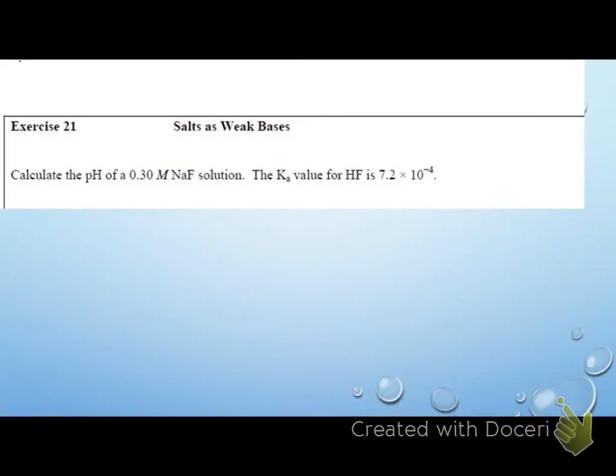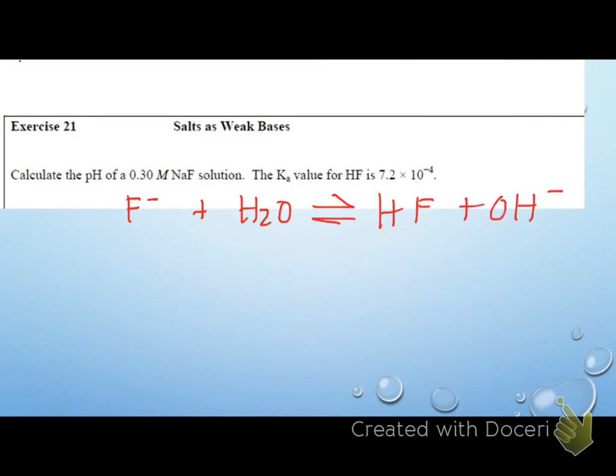All right, so we're going to start with our RICE table on this one. So we're going to have F minus plus H2O yields HF plus OH minus, because we're dealing with the base this time. Okay, so when the base is interacting with the water, we're going to make the HF and the OH minus. So it gave us that we have 0.3 here. We don't care about water. 0, 0.